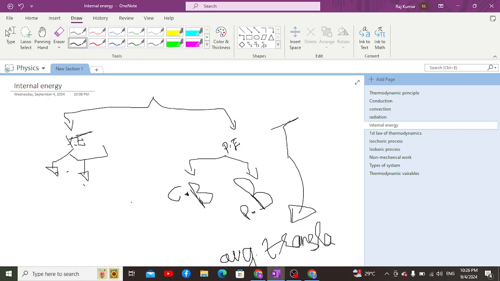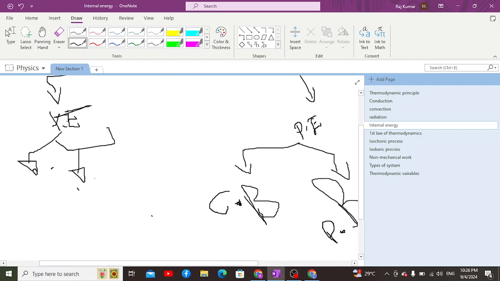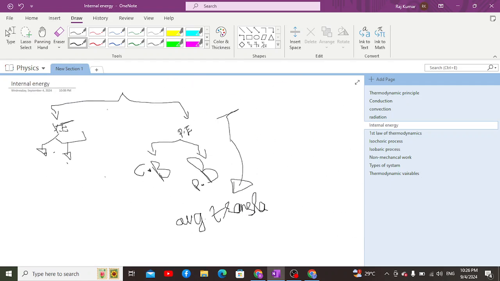Let's suppose a body is hotter, which is having more temperature, what does that mean? This means that that body is having higher kinetic energy than another body which is having lower temperature, having lower kinetic energy.